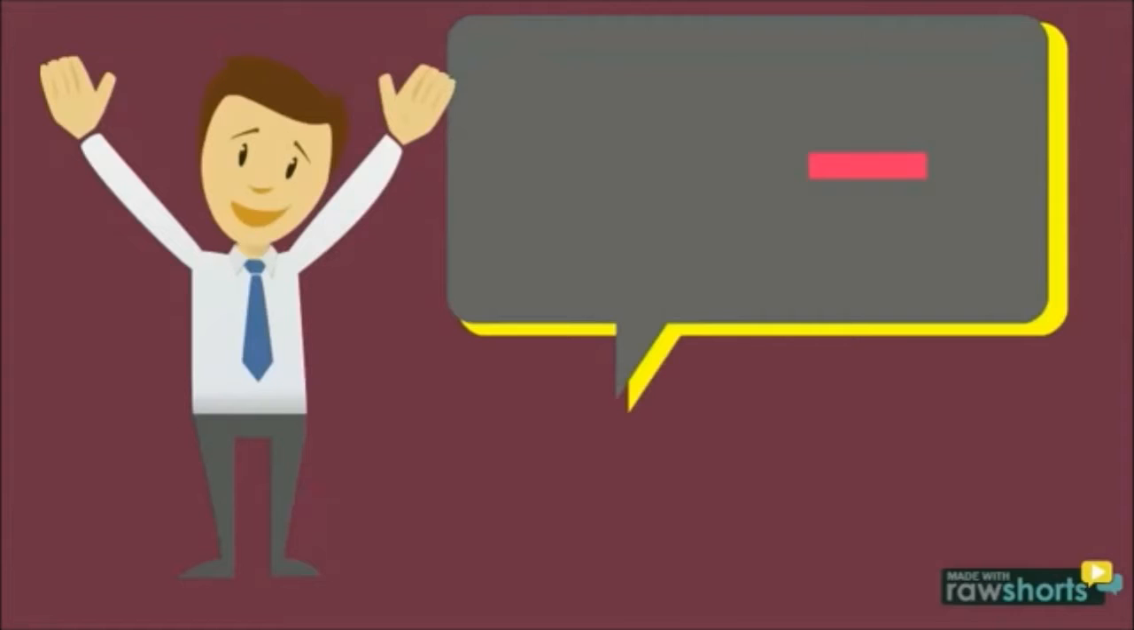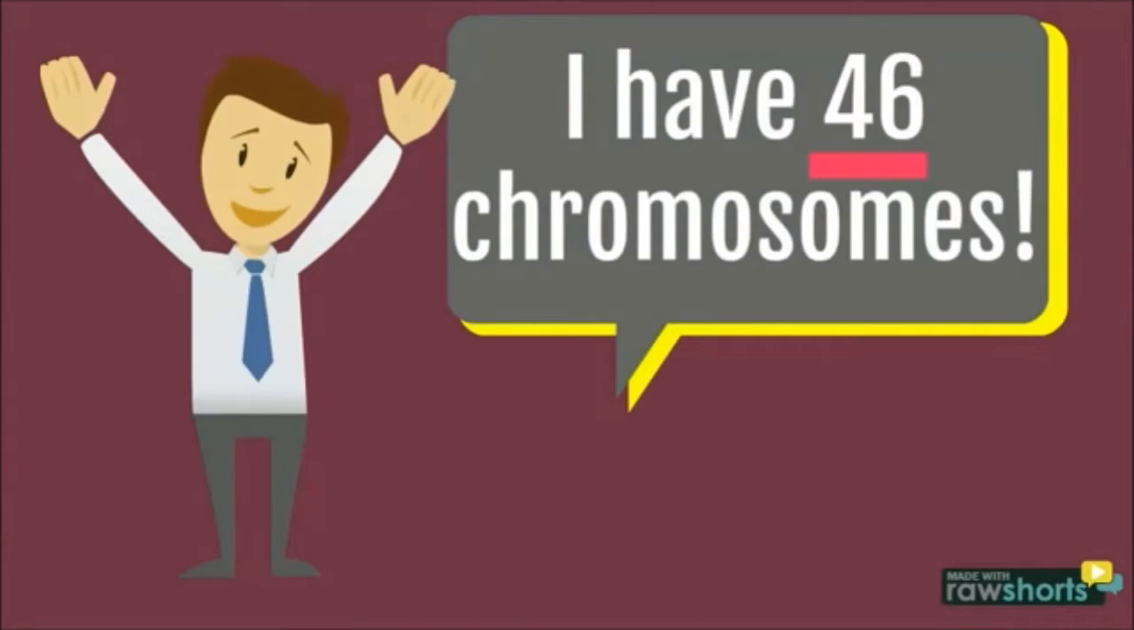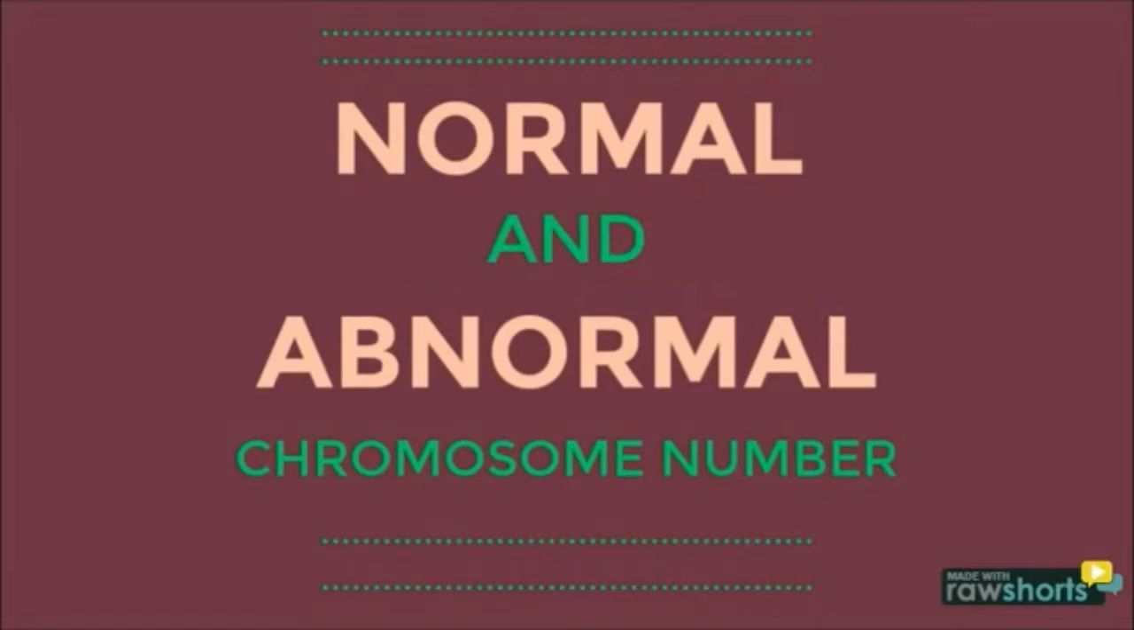In 1956, it was determined that the diploid number of chromosomes of humans is 46, and therefore chromosomes can be correctly counted as a normal or abnormal chromosome number.